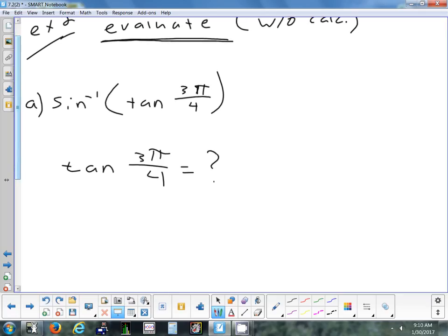If 3 pi over 4 is confusing because it's in radians, what might you want to do with it? You can convert it to degrees if you need to. So that's the tangent of, well, pi over 4 is 45. This is triple 45. So how much is triple 45?